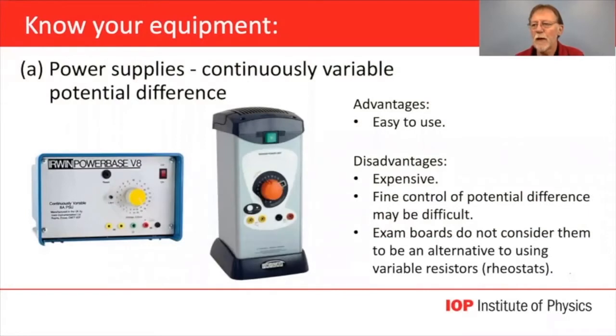Some schools have power supplies that are continuously variable. In other words, the potential difference can, in theory, be set to any value within the available range. The advantages of these are that they're easy to use, but they are expensive, and fine control of potential difference may be difficult, so use of a variable resistor may be necessary.